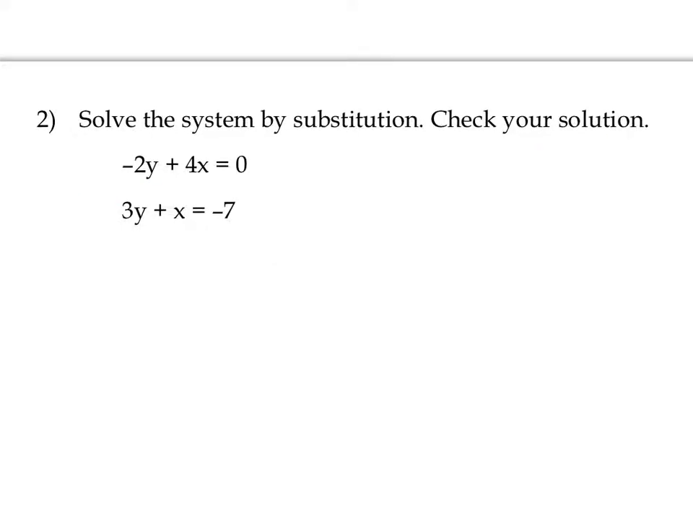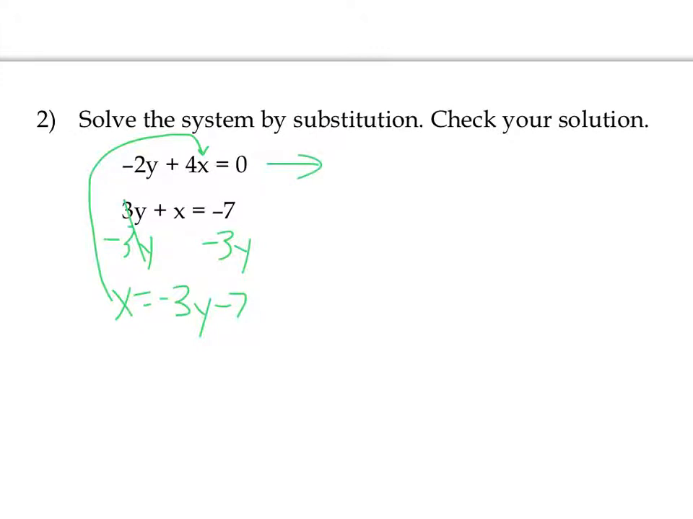Here's another opportunity to solve by substitution. Neither of these equations is already solved for x or y, but we could take this second equation and get the x by itself by just subtracting 3y on both sides. So let's do that. We're going to subtract 3y on both sides, and we get x equals negative 3y minus 7. Now we could take that and plug it in up here for x.